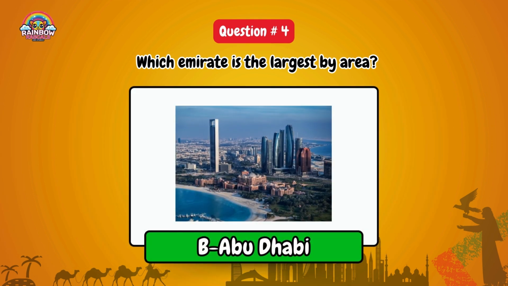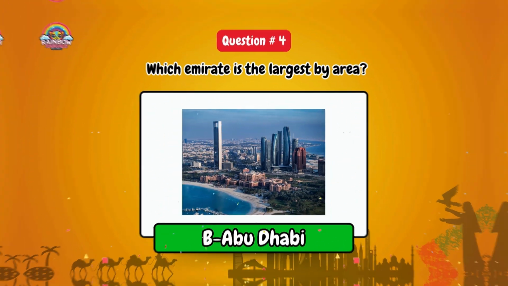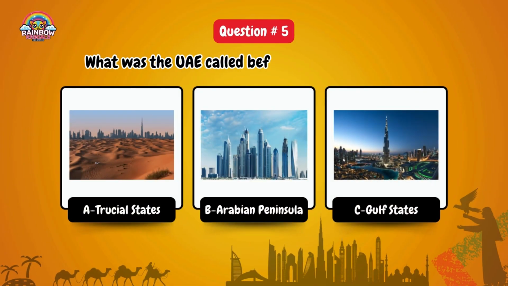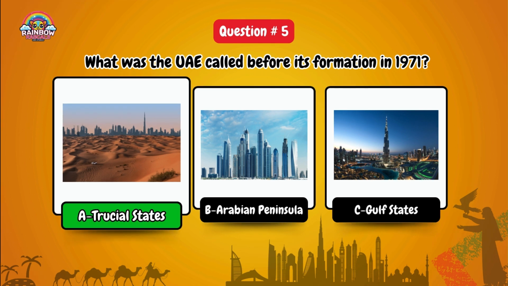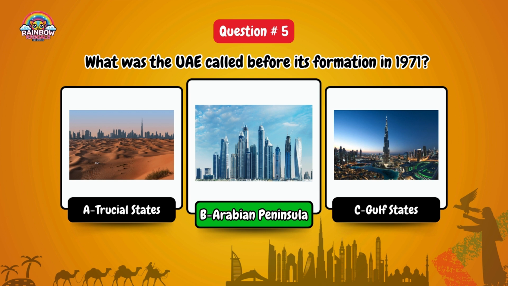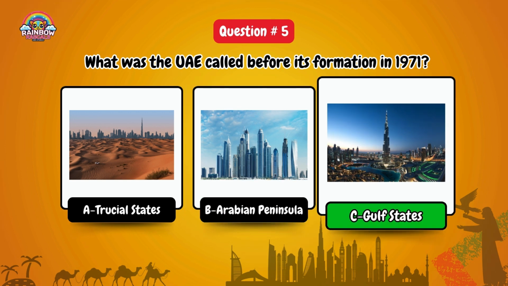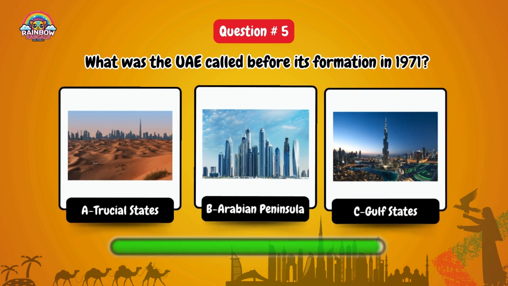The correct answer is, the largest emirate by area is Abu Dhabi. Yay! What was the UAE called before its formation in 1971? Options: A. Trucial States, B. Arabian Peninsula, C. Gulf States.